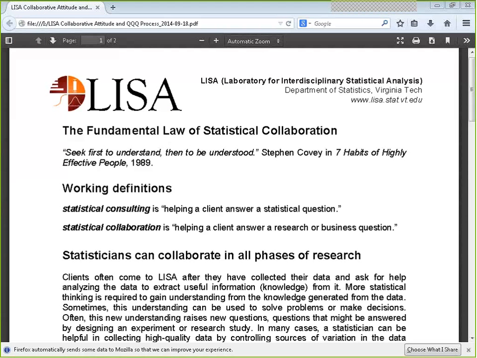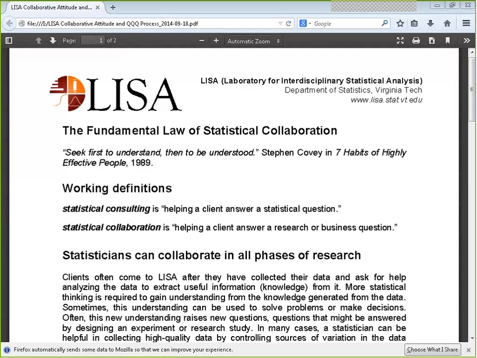Yeah. Okay, great. So the attitude is first to understand as much about the project and the research as possible, and then figure out the statistics, and then make sure that your solution, your statistics, are understood by your client or by your collaborator, by the researcher or business person that you're working with.